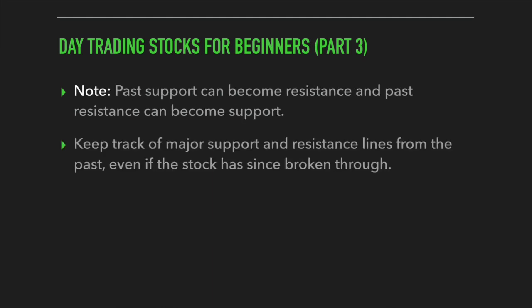Now, one very important thing about support and resistance that many people don't realize is that past support can become resistance, and past resistance can become support. So just because a stock breaks down below a level of support doesn't necessarily mean that you should erase that support level from your chart, because later on the stock could actually bounce back up, and that past support can now turn into a level of resistance. That's why, in my opinion, it's very important to actually keep track of major support and resistance levels and keep those lines on your charts, even if the stock has since broken through them.